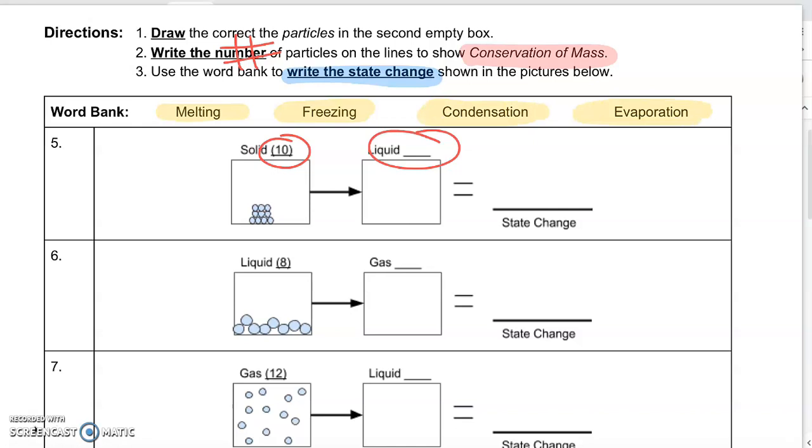Let's look at the first one. We are going from a solid to a liquid. What is that state change? Then you have to decide, we drew 10 solid particles. How many solid particles are you going to draw? Press pause and do your work.